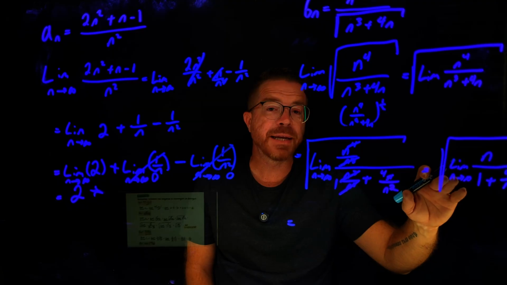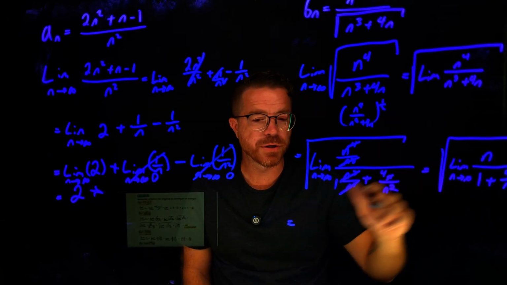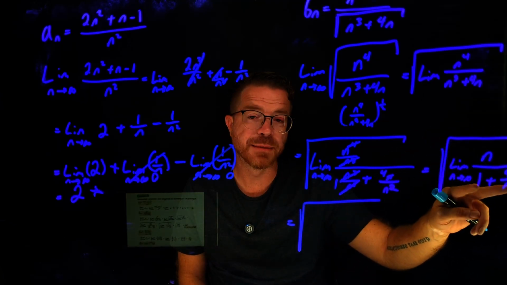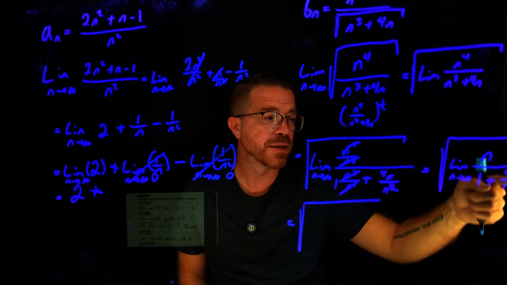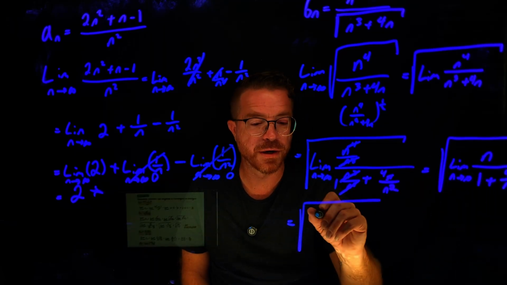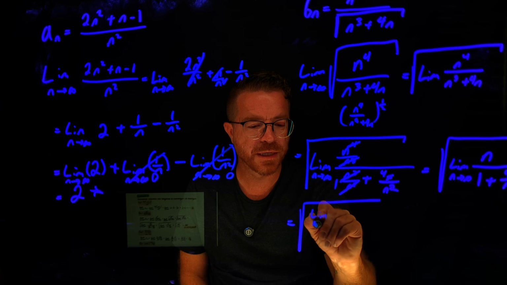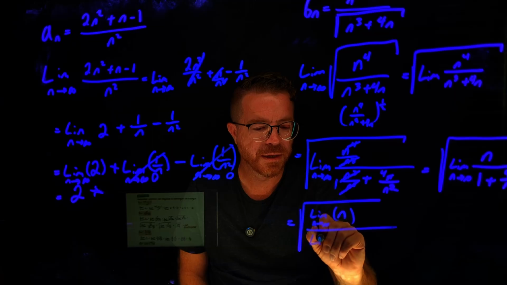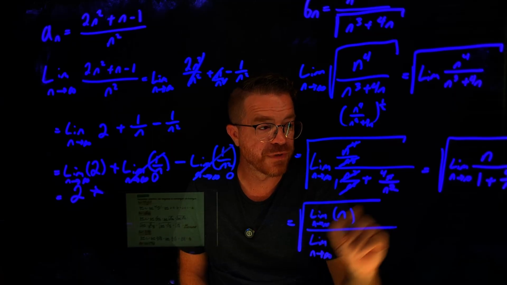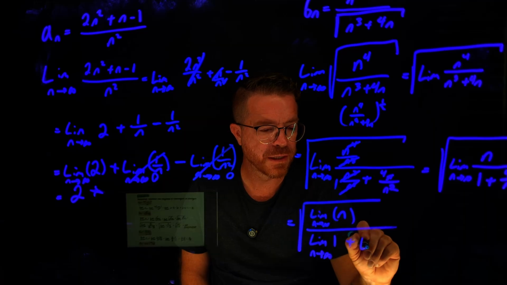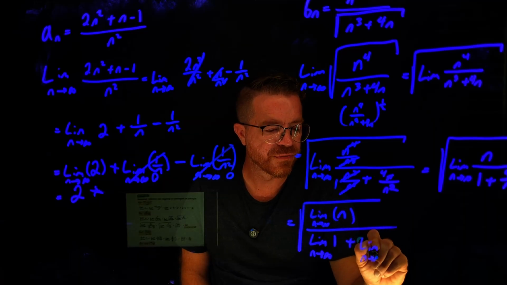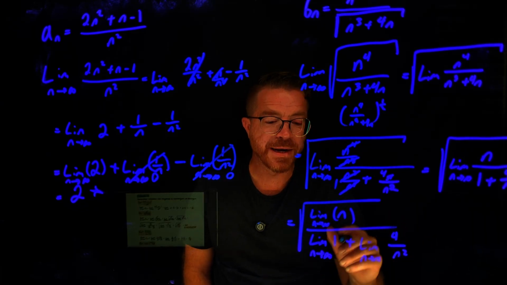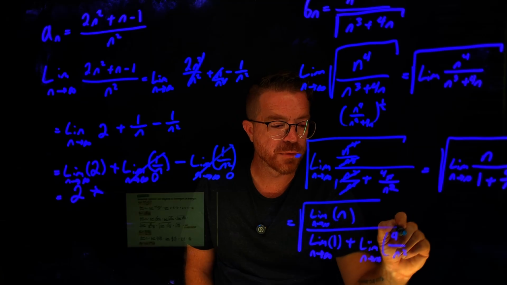Now, what we can do with this is split this into the different parts, because I can take the limit of the top divided by the limit of the bottom. And then the limit of the bottom I can take as the limit of 1 plus the limit of 4 over n squared. So this is going to be the limit as n approaches infinity of n, divided by the limit as n approaches infinity of 1, plus the limit as n approaches infinity of 4 over n squared. And now I can evaluate each of these terms individually.